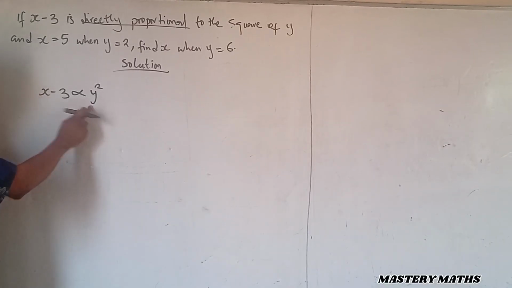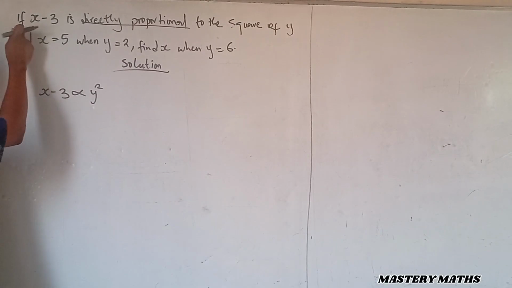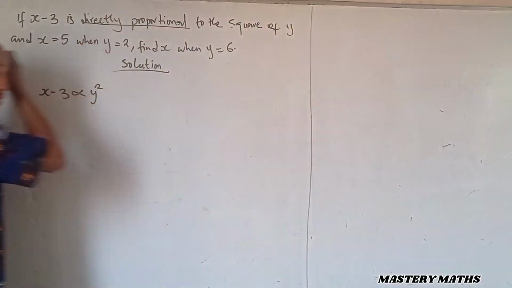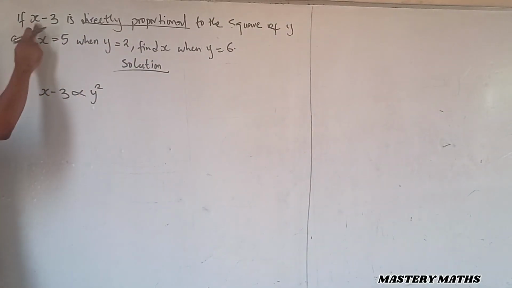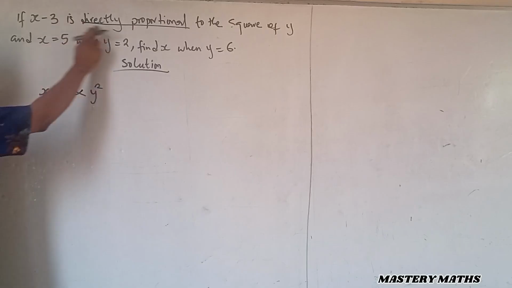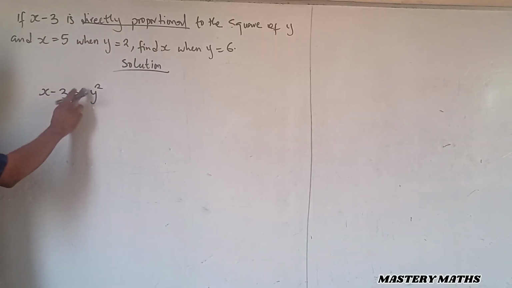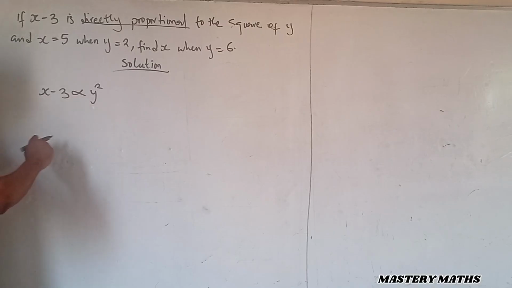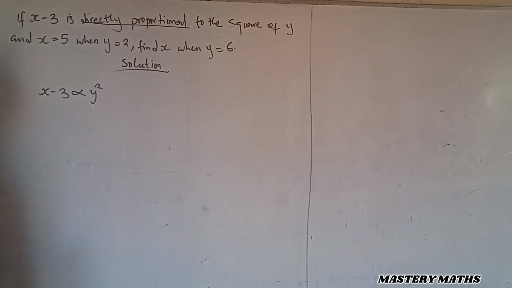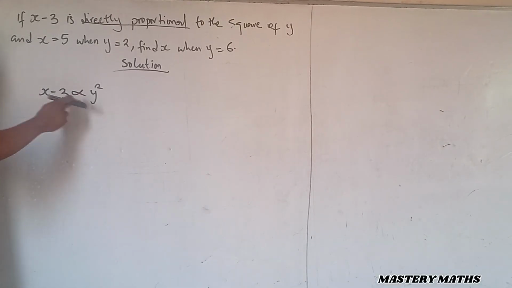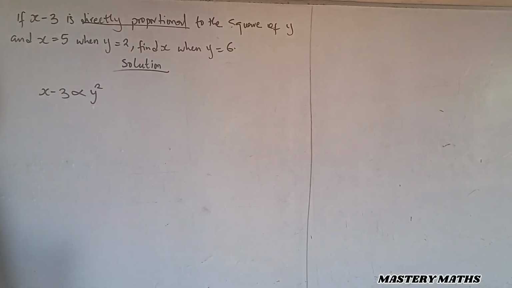So this is all about the equation you're seeing here: x minus 3 is directly proportional to the square of y. Now, having written this, we cannot solve with this proportionality sign here. We need to change it to something.